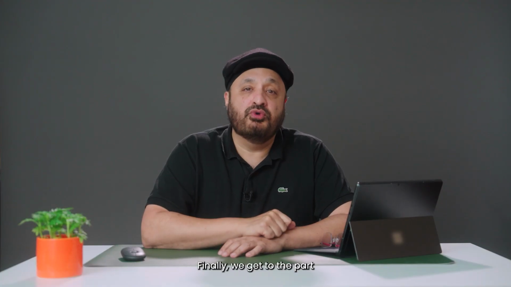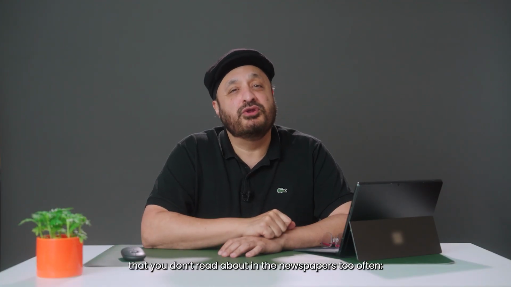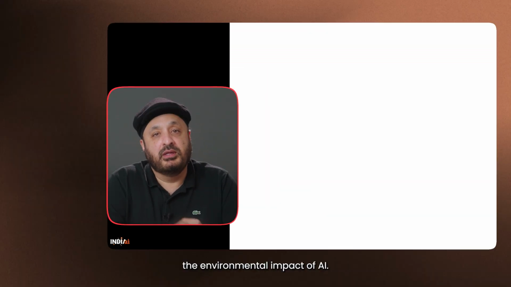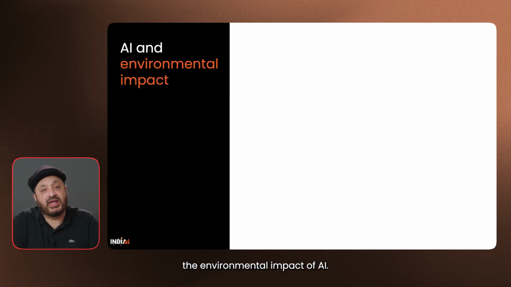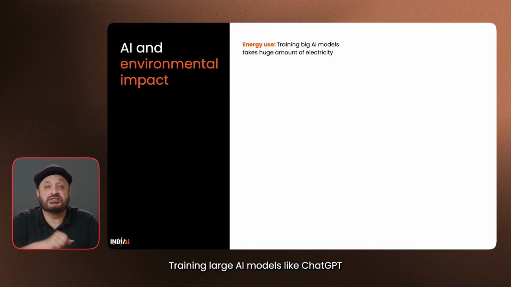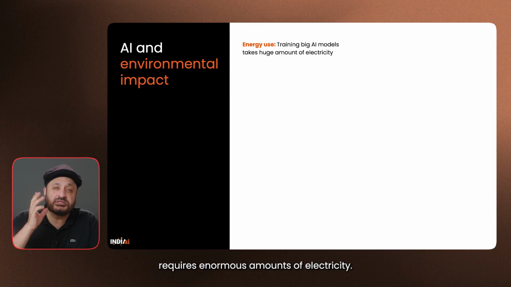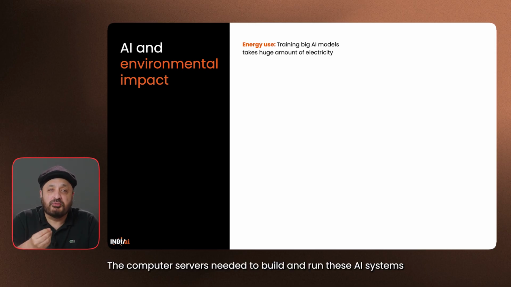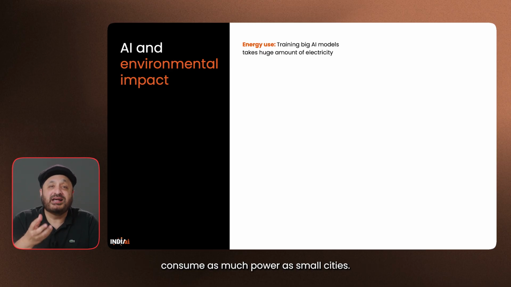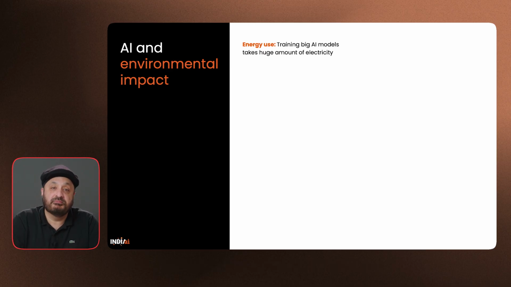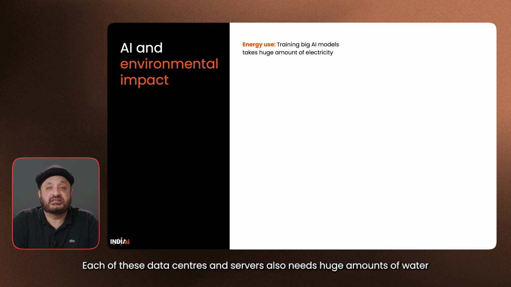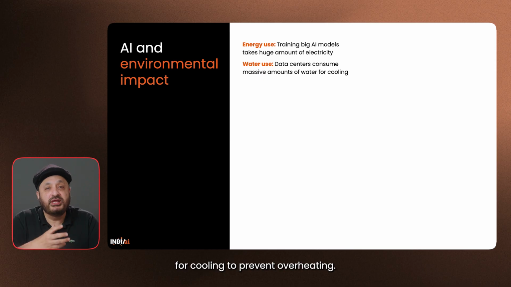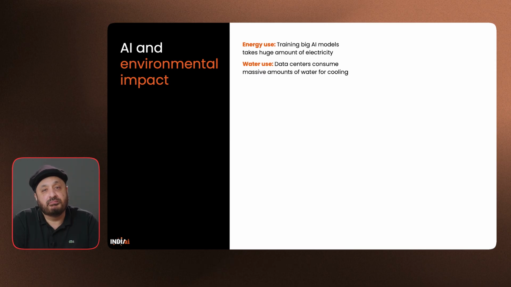Finally, we get to the part that you don't read in the newspapers too often: the environmental impact of AI. Training large AI models like ChatGPT requires enormous amounts of electricity. The computer servers needed to build and run AI systems consume as much power as small cities. Each of these data centers and servers also need huge amounts of water for cooling their servers to prevent overheating.